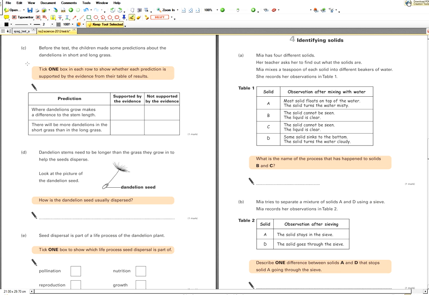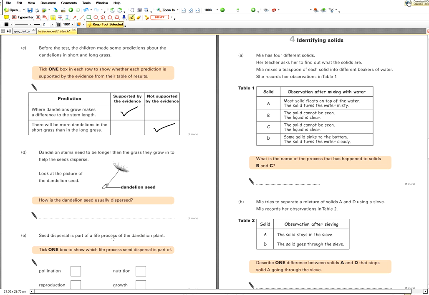Question part 3, number 3. Before the test, the children made some predictions about the dandelions in short and long grass. Tick one box in each row to show whether each prediction is supported by the evidence from the table of results. So, where dandelions grow makes a difference to the stem length. Supported by the evidence, yes or no? Yes. Okay, there will be more dandelions in the short grass than in the long grass. False.